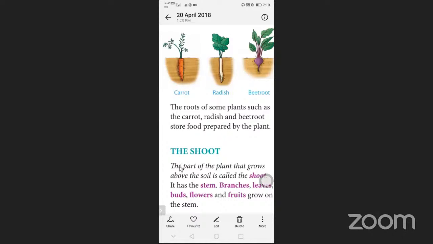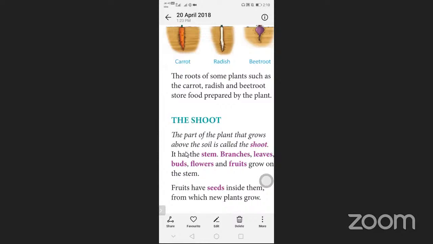Okay, Nana, the shoot. What is the shoot system? The part of the plant that grows above the soil is called the shoot. Yes, I just explained, no? The plant has two types of systems, Nana. That is the root system and the shoot system. The root system is under the ground and has only one part, that is the roots. But above the ground, what you can see upside is called the shoot system.